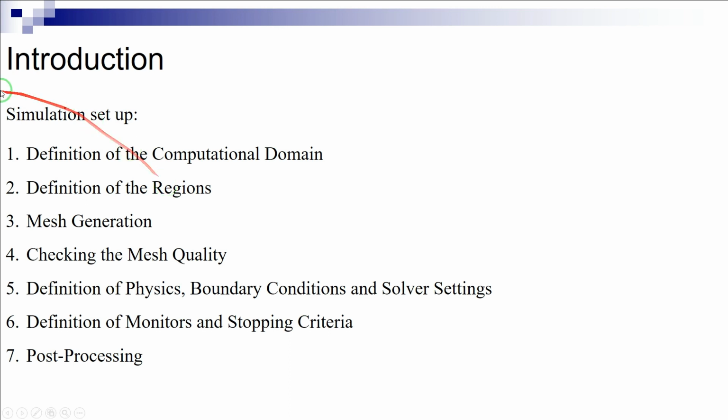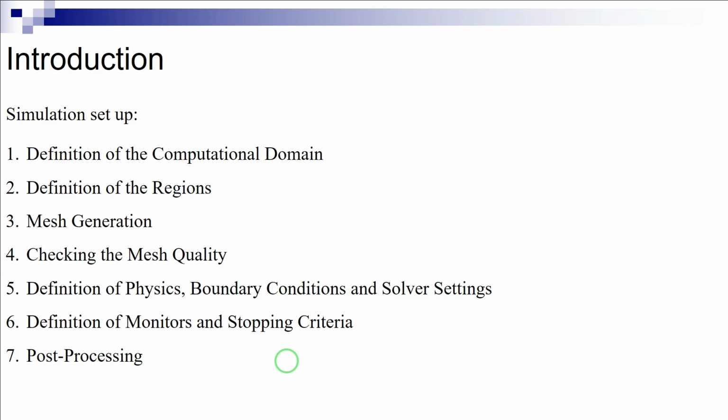The simulation setup is performed in the following steps. 1. Definition of the computational domain. 2. Definition of the regions. 3. Mesh generation. 4. Checking the mesh quality. 5. Definition of physics, boundary conditions, and solver settings. 6. Definition of monitors and stopping criteria. 7. Post-processing. In the following sections, a detailed explanation about each of these steps is given.